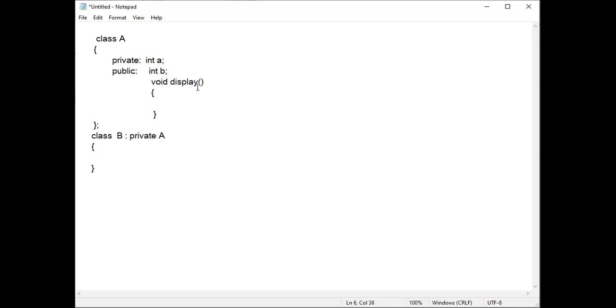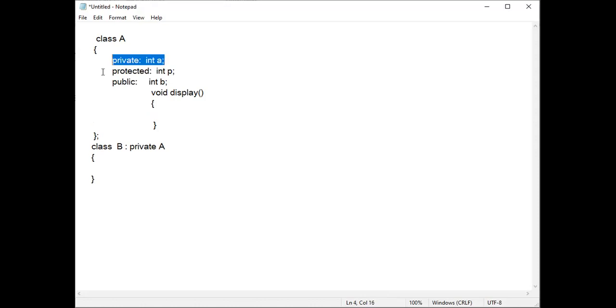So in class A, we have data member B, a data variable B, and a function. And we will consider one more access specifier, that is protected. Protected means like P we will consider. So we have three things: private data, protected data, public data, and in public we have one function. Let me not consider the function right now. We have three data.